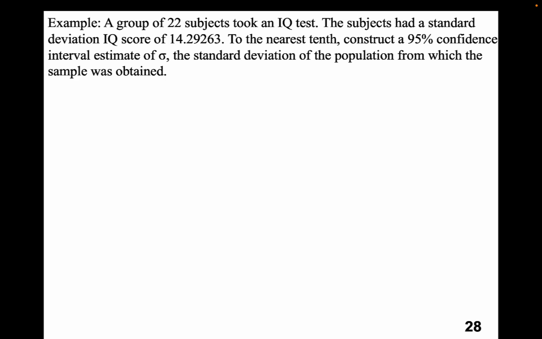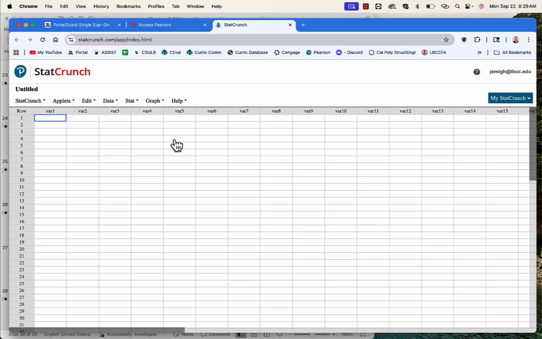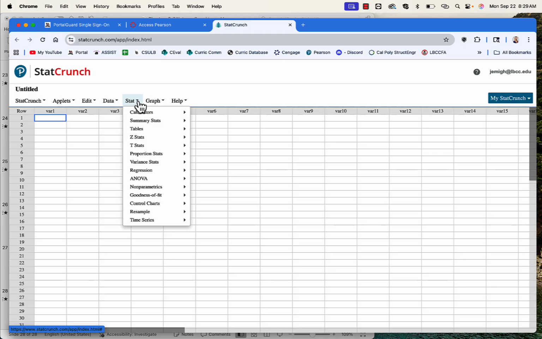Let's try one. A group of 22 subjects took an IQ test. The subjects had a standard deviation IQ score of 14.29263. To the nearest tenth, construct a 95% confidence interval estimate of sigma, the standard deviation of the population from which the sample was obtained. Let's see what that looks like in StatCrunch. Okay, so we go to our stat menu, and program is variance stats, one sample, and we were not given the data, we were given a summary.